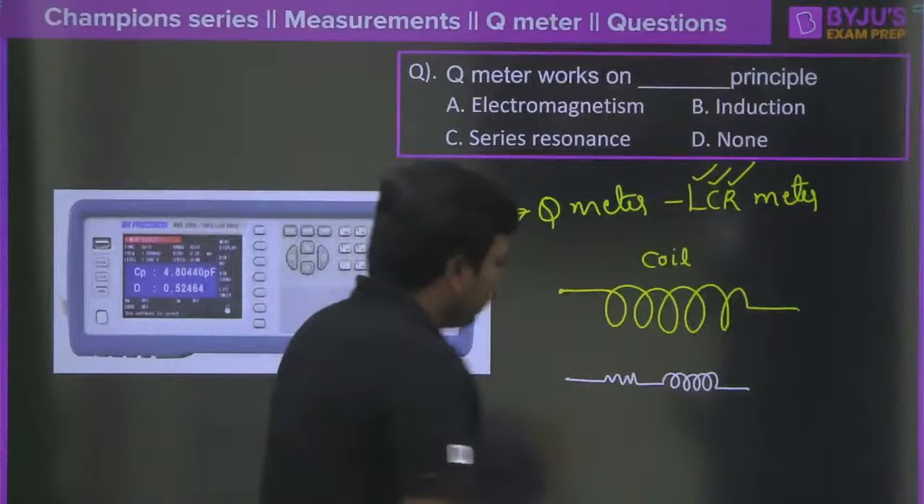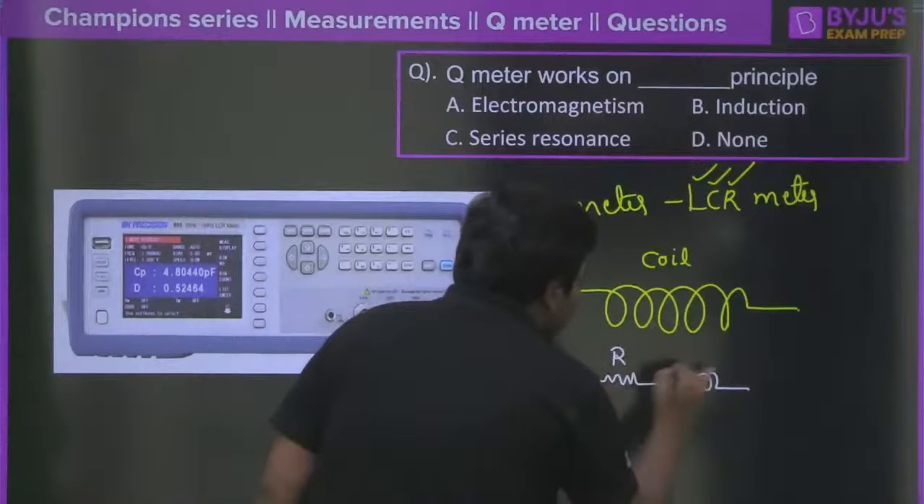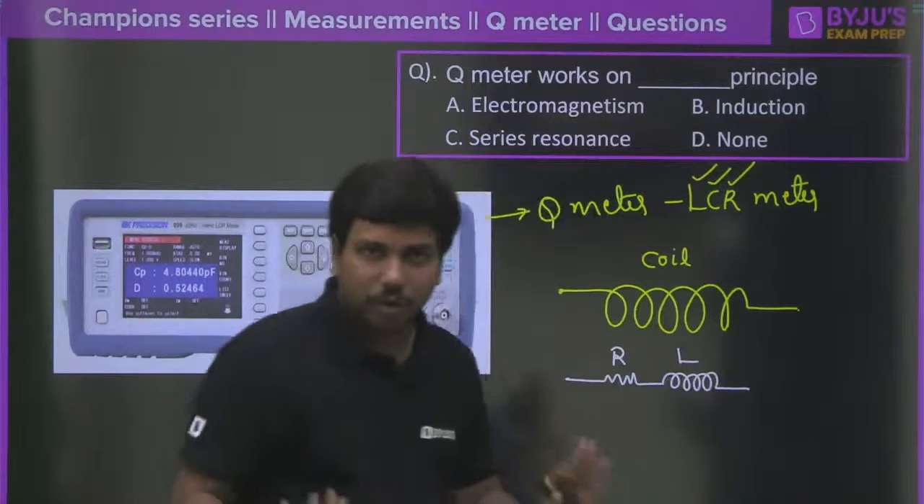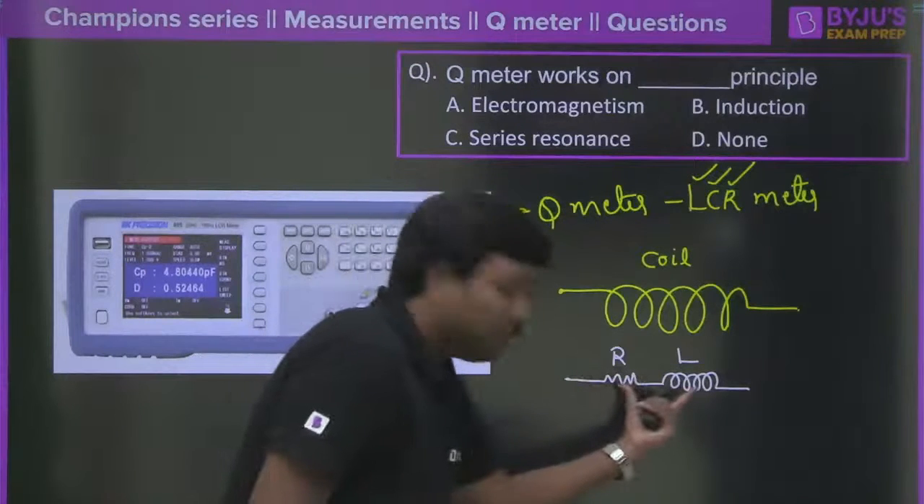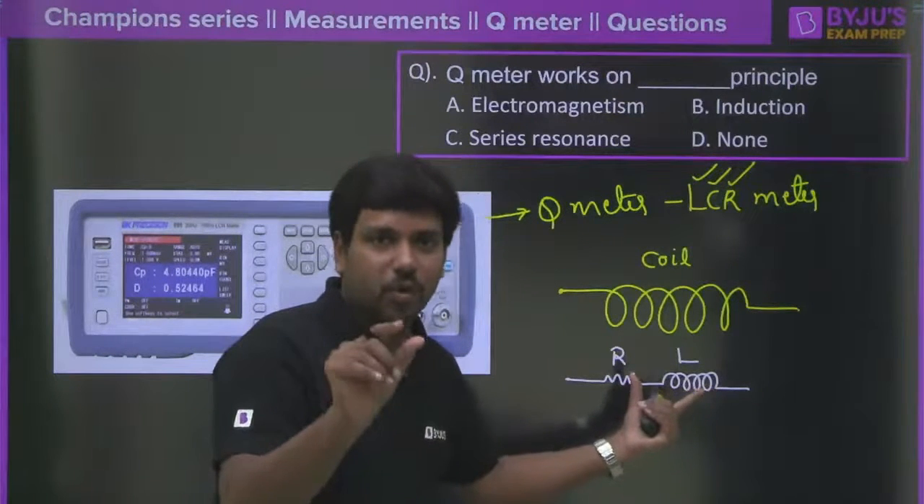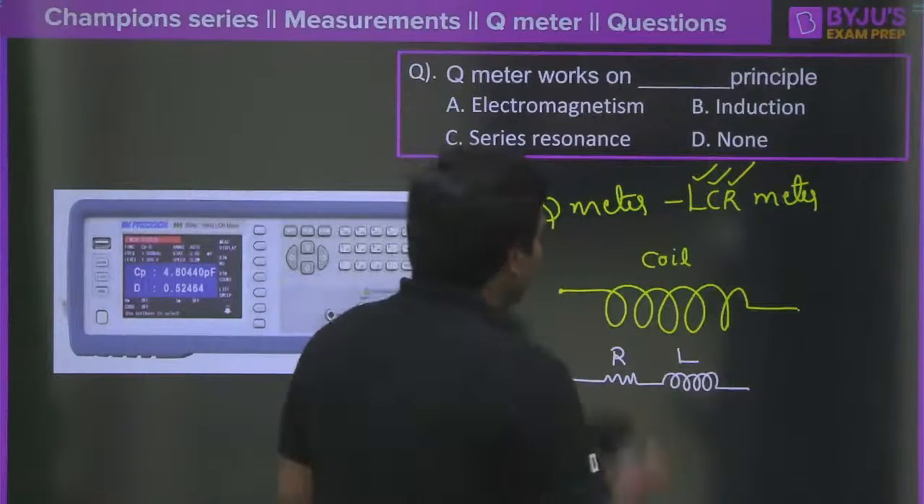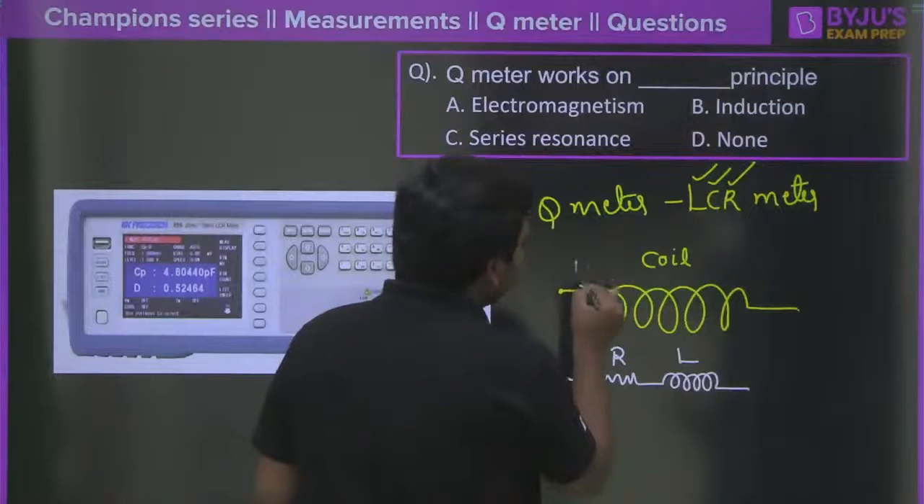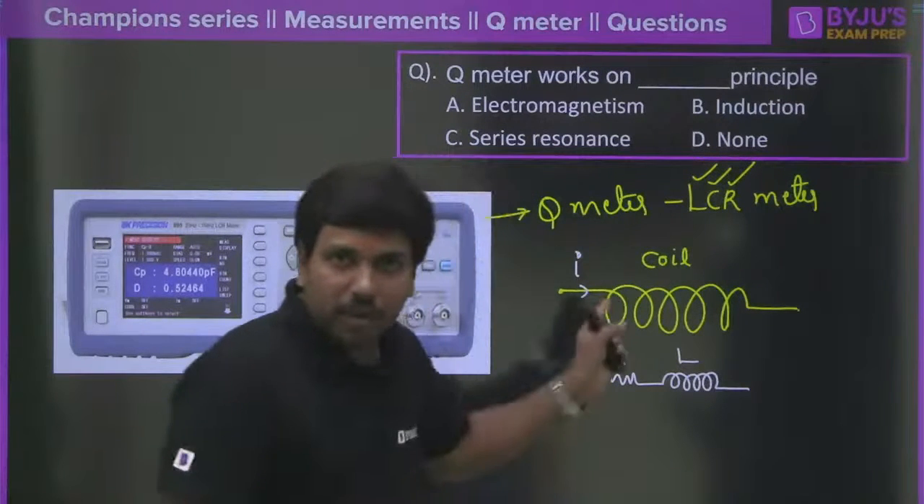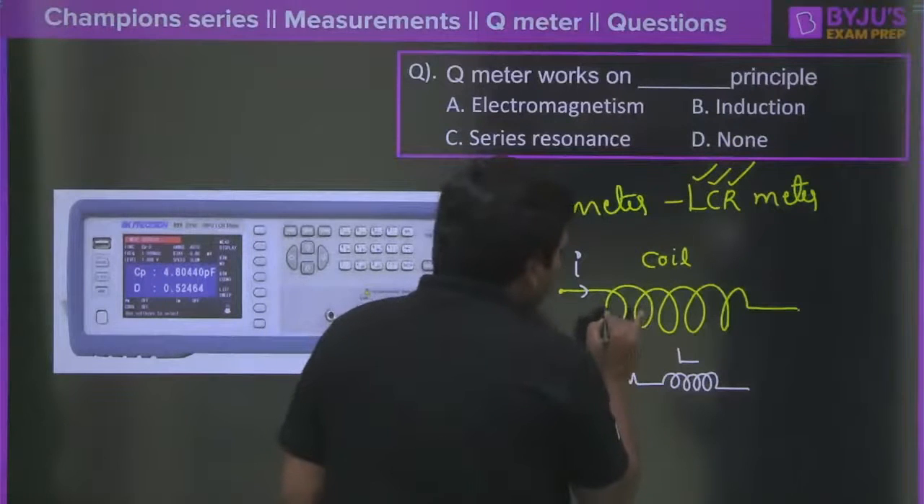Now my question is, if you look at this as resistance and this as inductance, then this is considered a practical representation of the coil. But what is more important to know here is, whenever the current is passing through the coil, obviously it will circulate like this.